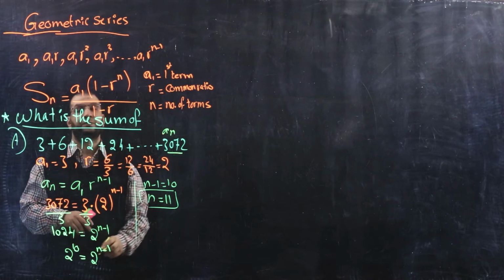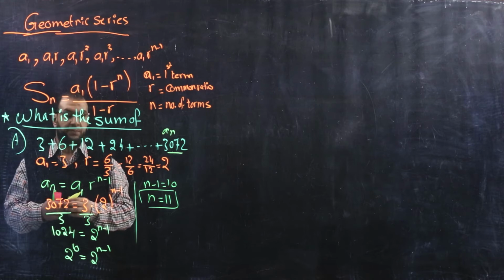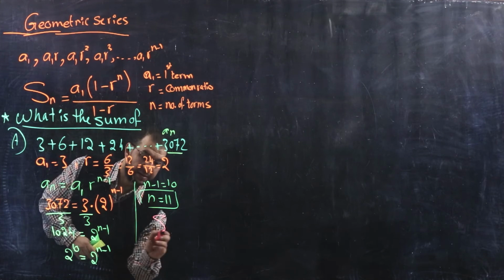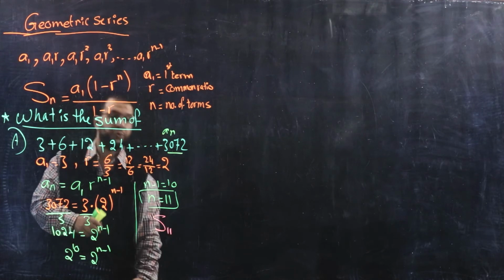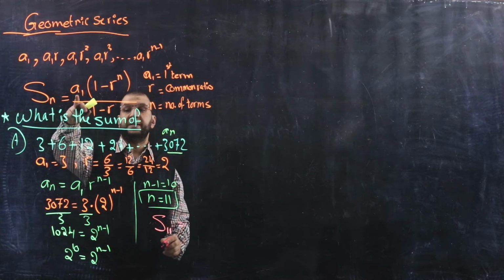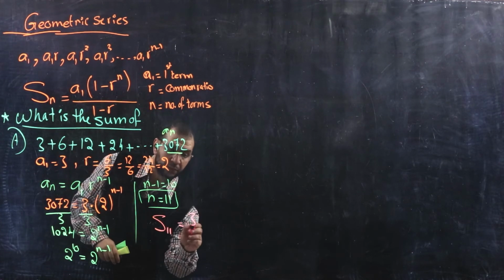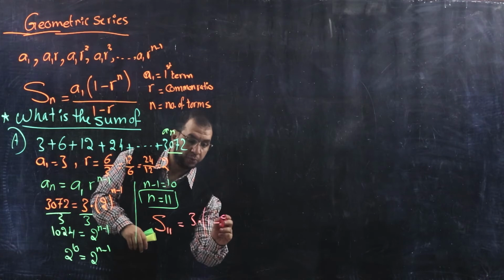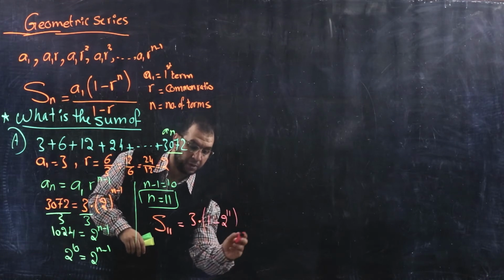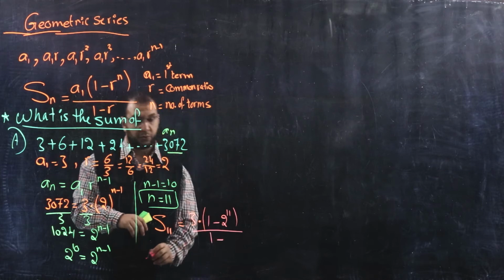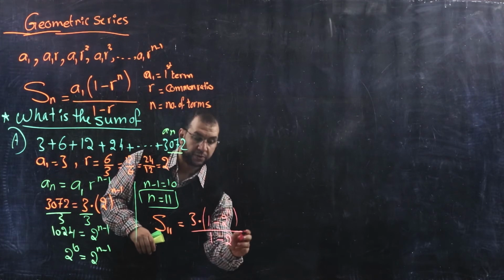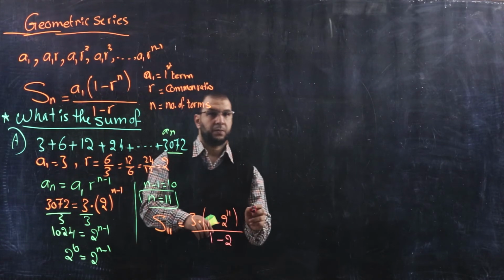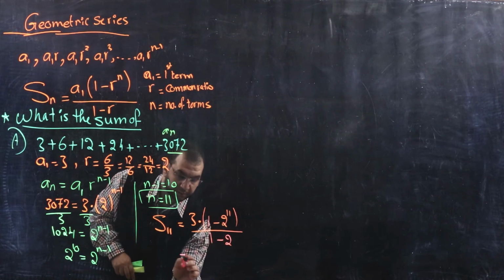Now I know n. Now I can substitute. So let's get back to our rule. S sub 11 equals a sub 1, which is 3, multiplied by 1 minus 2 to exponent 11, over 1 minus r, which is 2. And this would equal 6,141.